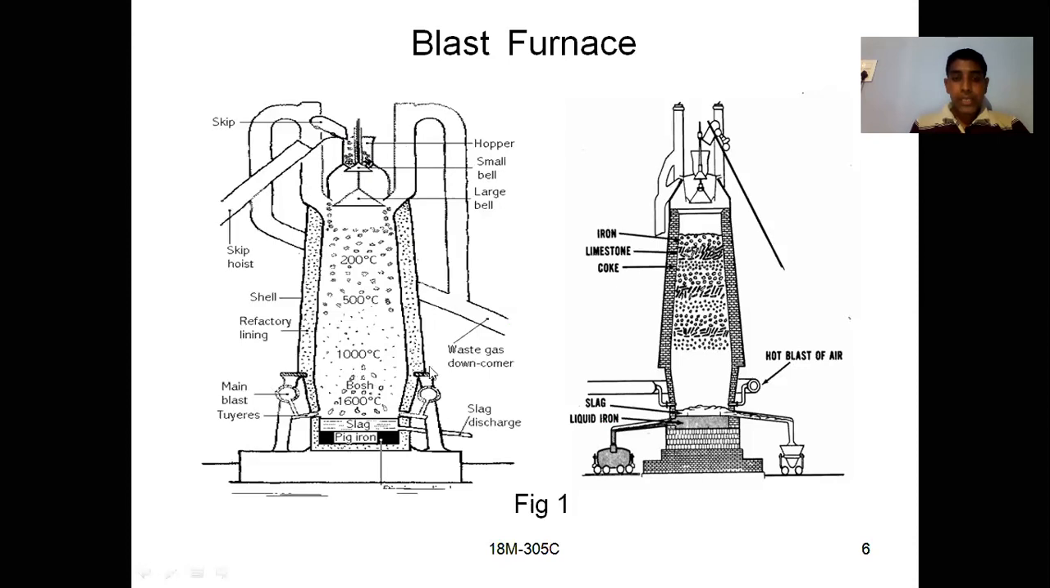And if you see here, you have a slag discharge hole here, and a liquid iron discharge hole here. Okay, and you have tuyeres for sending the air blast. This is the refractory material inside the blast furnace walls. This is the shell, and this is the arrangement for escape of hot gases. This is the main construction details of a blast furnace.